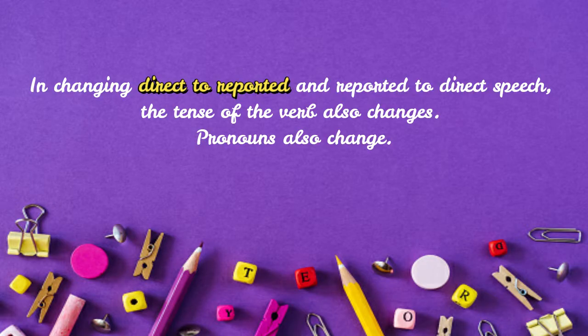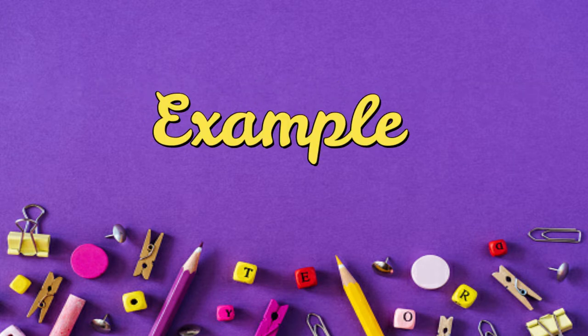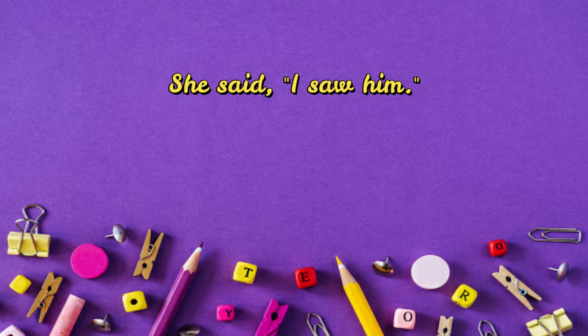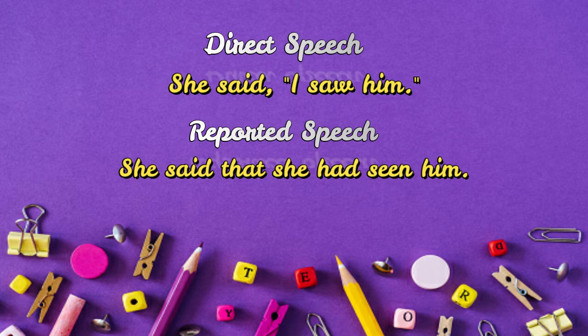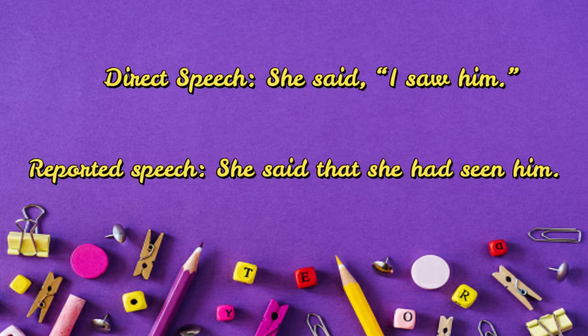In changing the direct to reported and reported to direct speech, the tense of the verb also changes. Pronouns also change. Example, she said, "I saw him." This is an example of direct speech. If you change it to reported speech, it would be, she said that she had seen him. The verb saw in the direct speech changes into had seen in the reported speech. Also, the I becomes she.